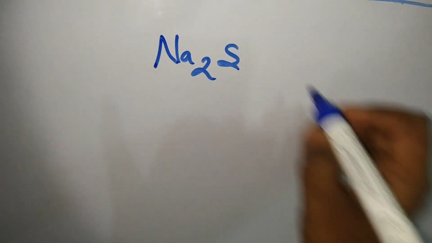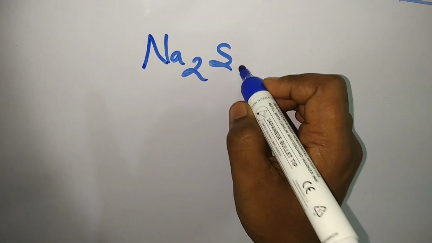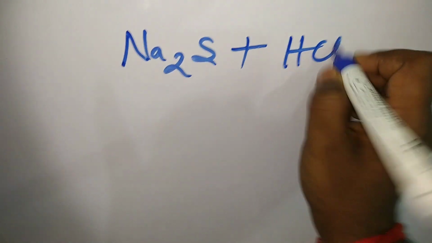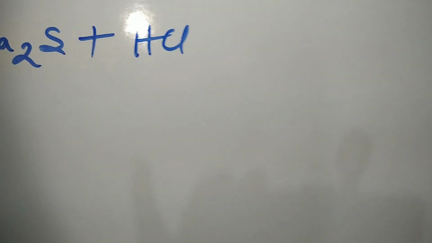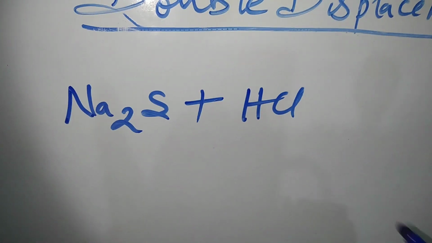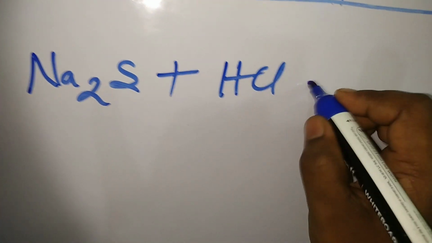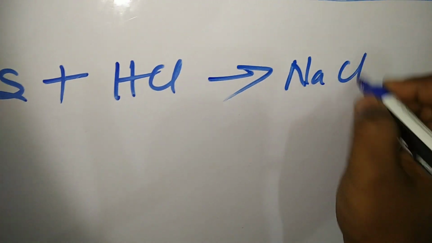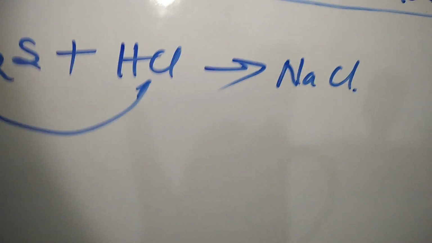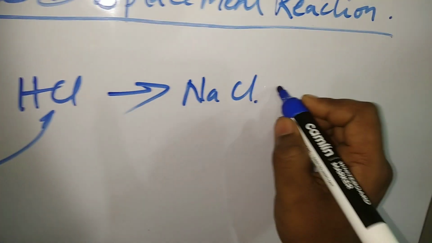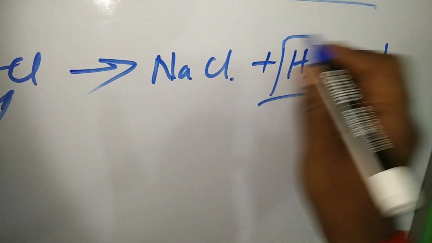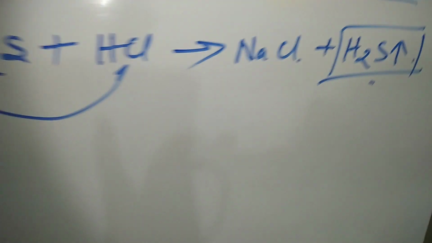When sodium sulfide, now this is in aqueous form, reacts with HCl, it forms NaCl. See, sodium will take the chloride ion, and H2S gas will form. See, one of the compounds is in gaseous form.